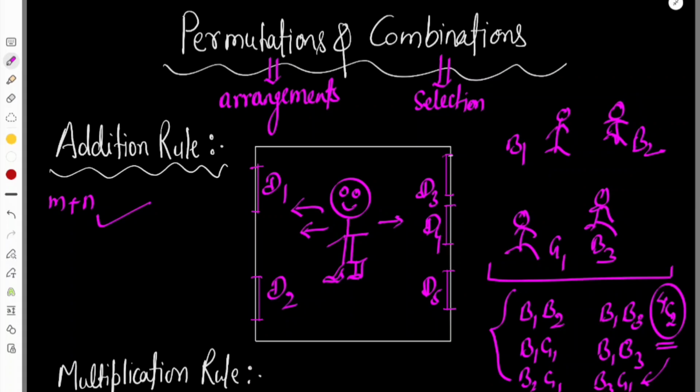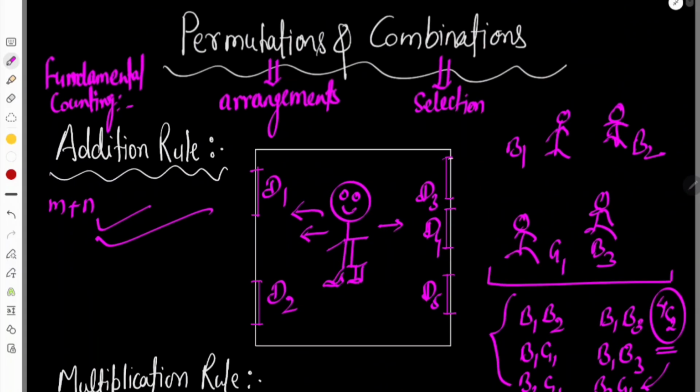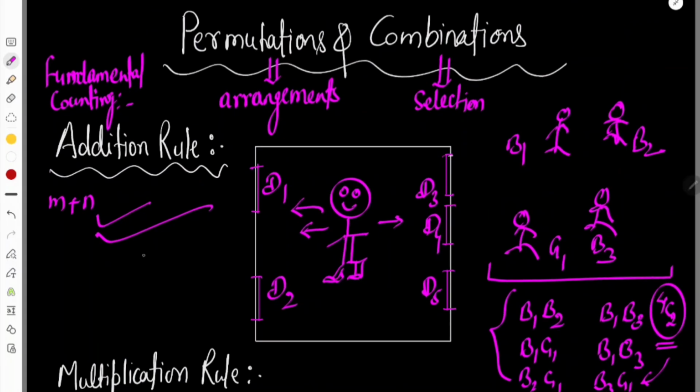In the fundamental counting of permutations and combinations, the addition rule says that if a work can be done in m ways and the same work can be done in n more ways, the number of ways to do the work equals m plus n ways. I hope you all are getting it. Let's say it is your home, and you are going to school by this way, so the total number of ways is 1 plus 1 plus 1, 3 ways. So by the addition rule we get that.